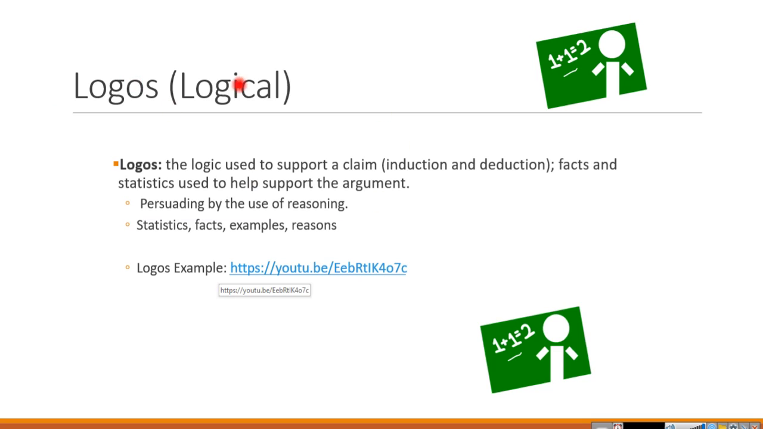So logos, please read this slide for me, Juli. Okay, logos, logical. The logic used to support a claim, induction and deduction, facts and statistics used to help support an argument. Persuading by the use of reasoning, statistics, facts, examples, reasons. Logos example.